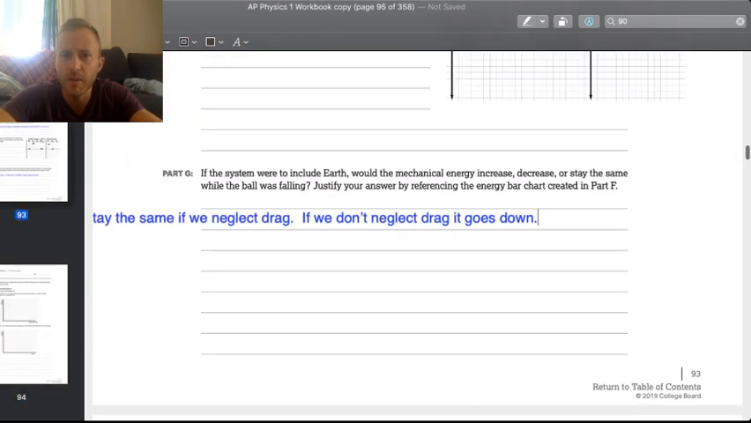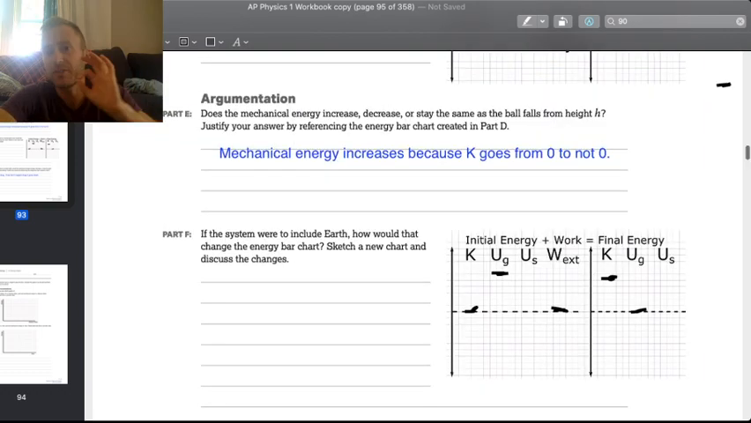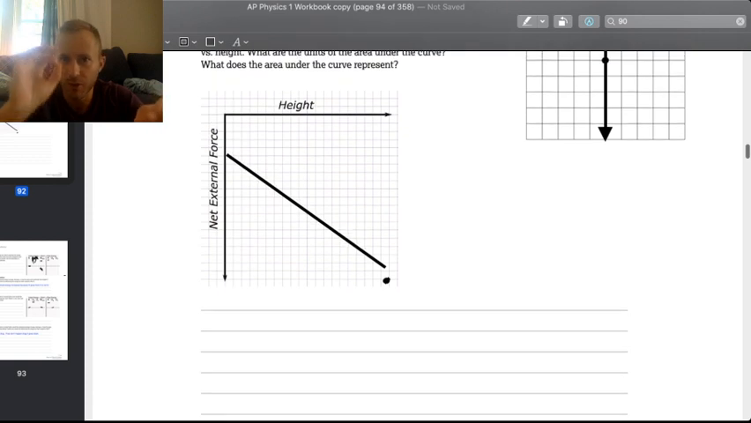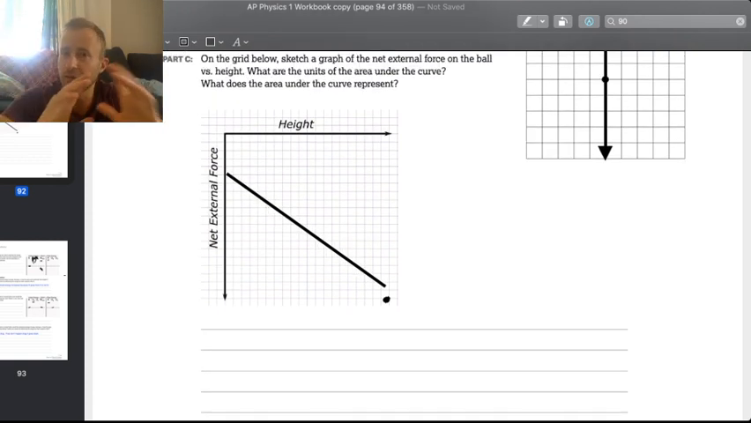All right. So I apologize for that. That's an important point for the AP exam, though. If the system is only one thing, then there's no gravitational potential energy. The gravity is considered an external force in that case. If there are two things, then gravitational potential energy can be included.